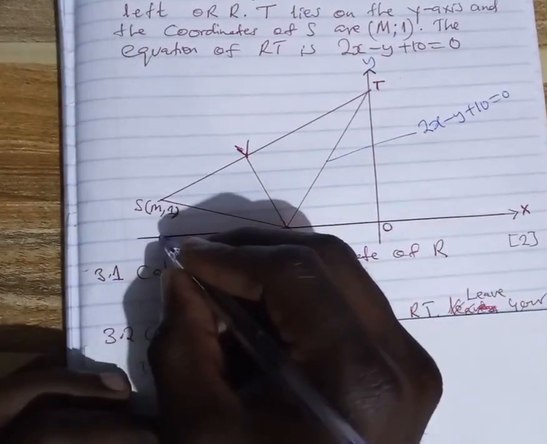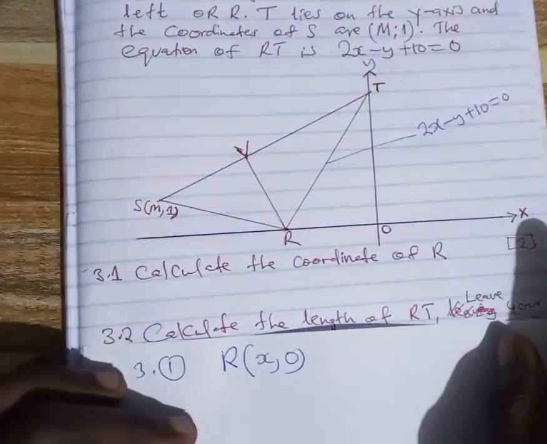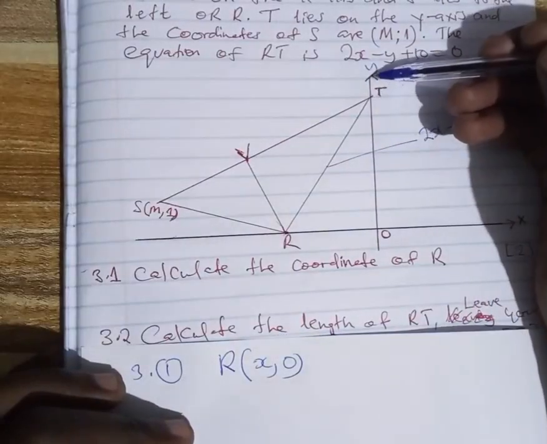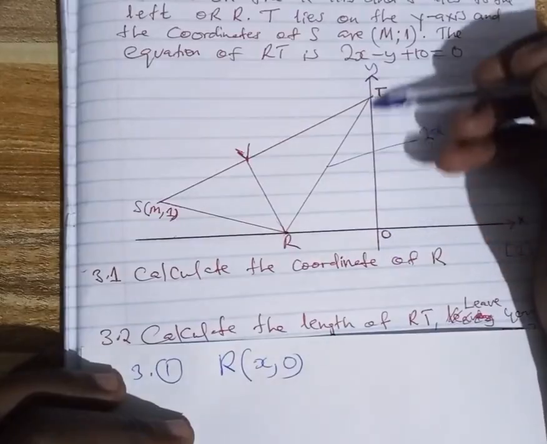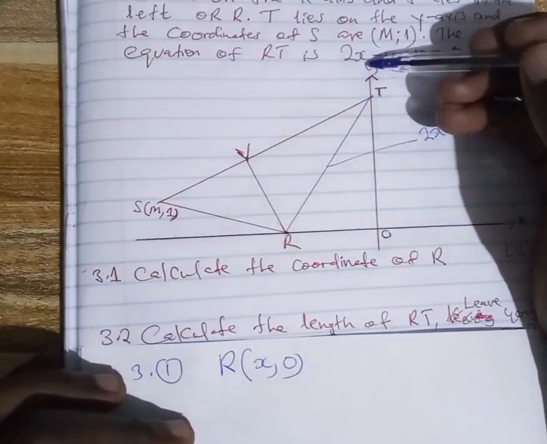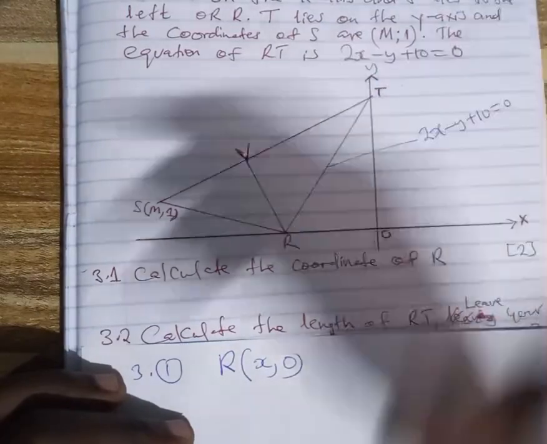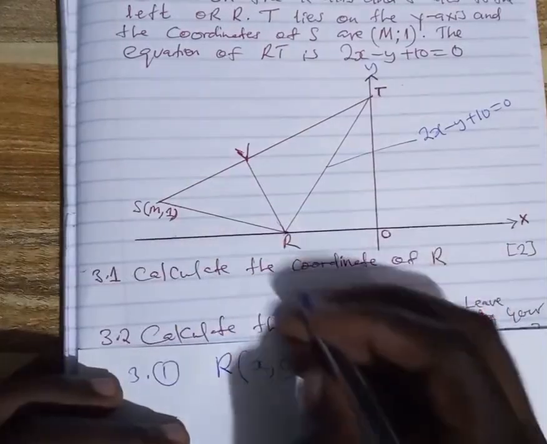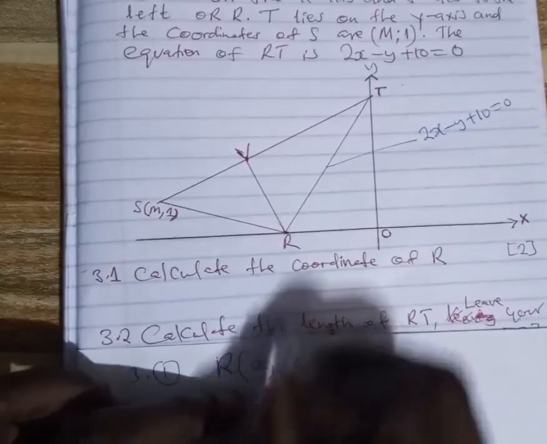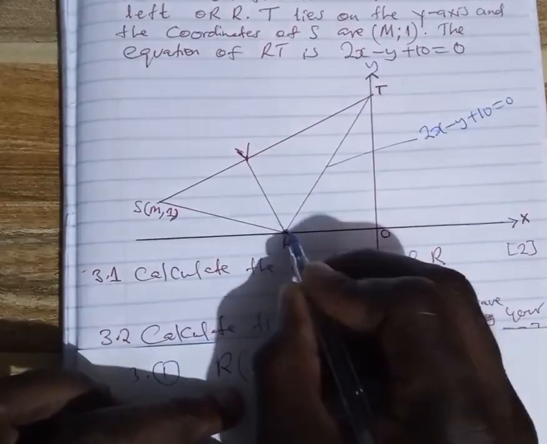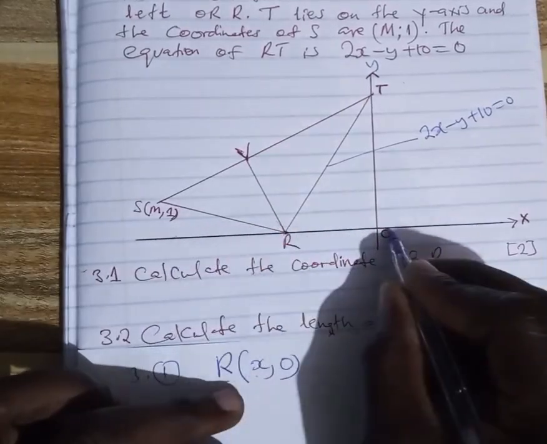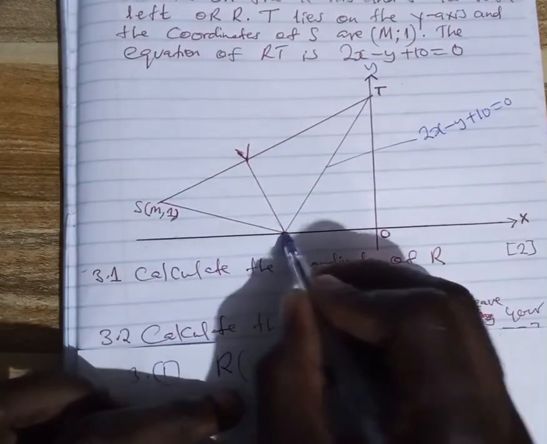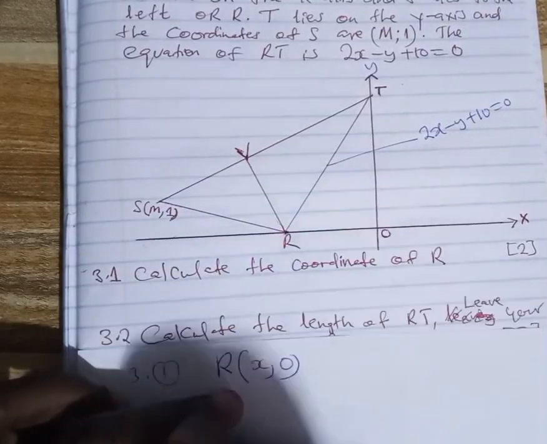So any point on the x-axis, you should know that y is 0. Conversely, on the y-axis, any point on the y-axis, x is 0. So it's the opposite. Here, remember, at R we don't know x, but we know y. X is unknown, y is 0, at this point.